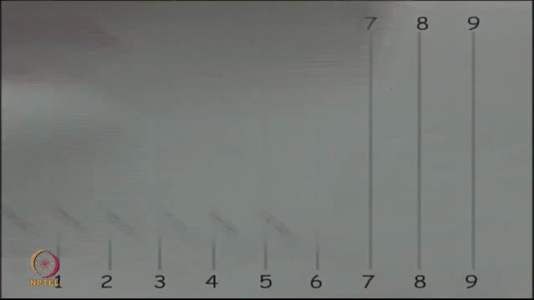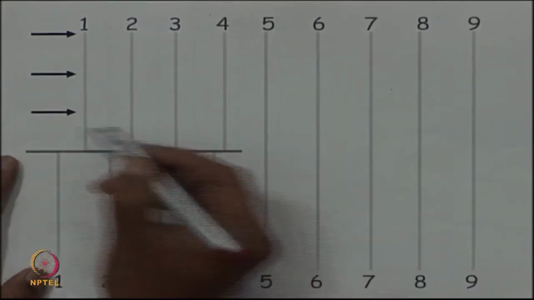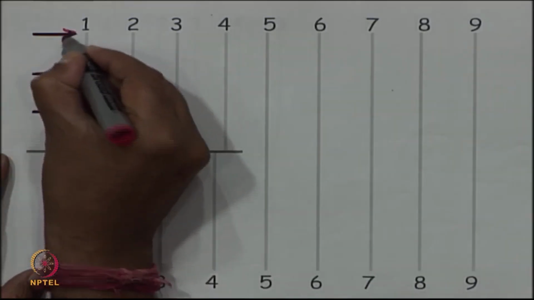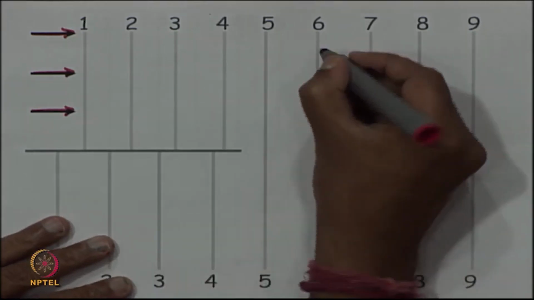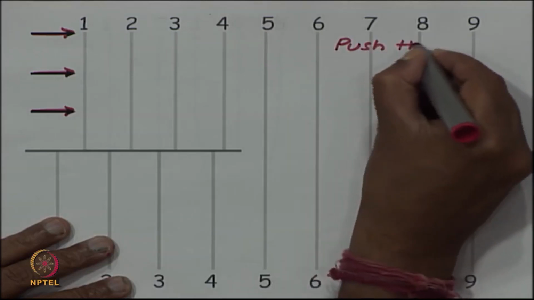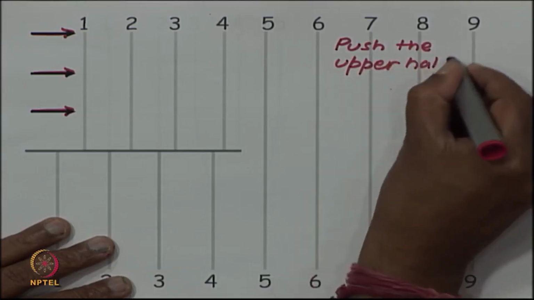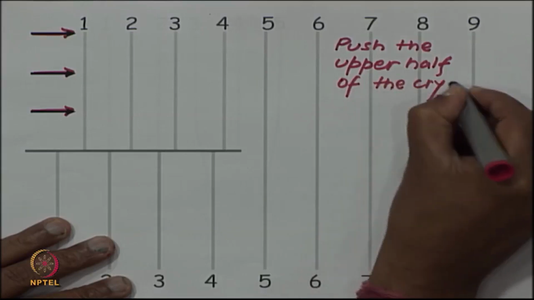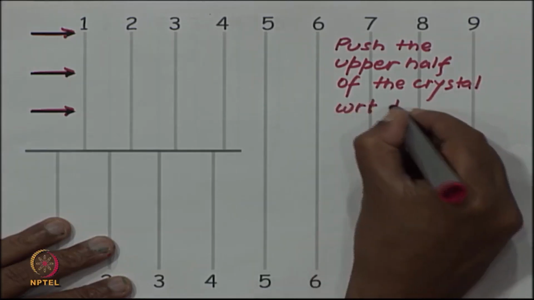Now, if I do that, since I have made a cut, I can try to push. So, these arrows are showing the push direction. I am pushing the upper half of the crystal with respect to the lower half across this plane.